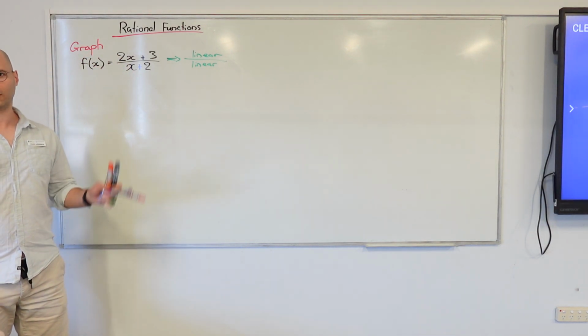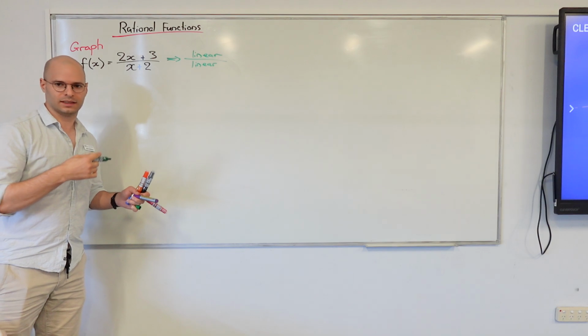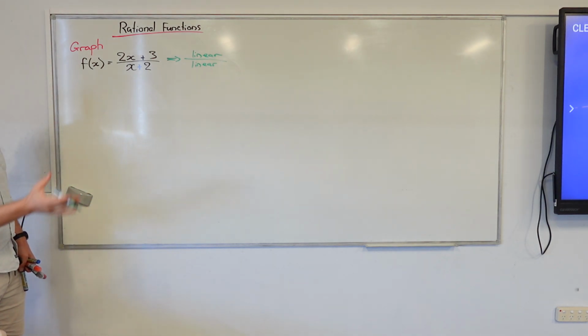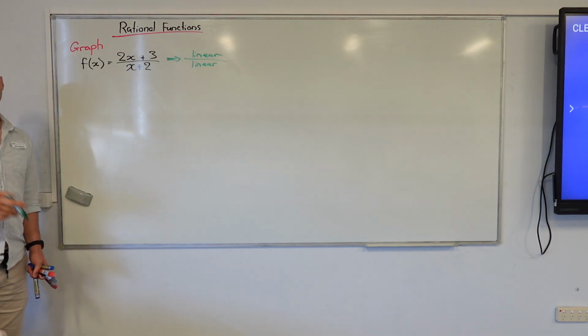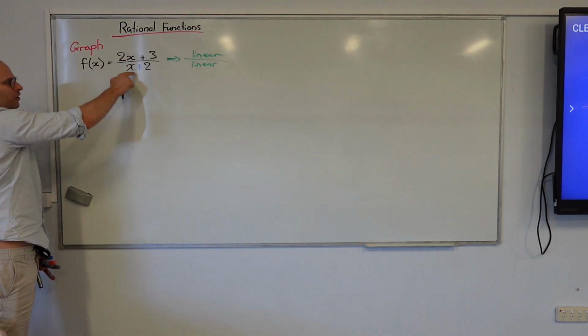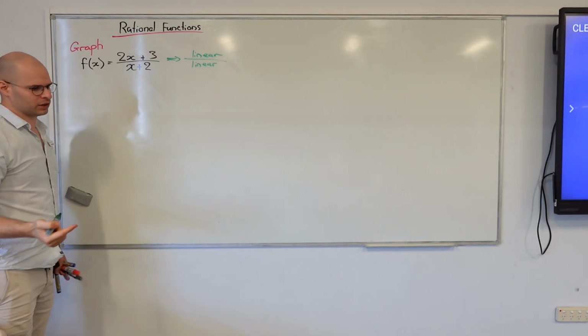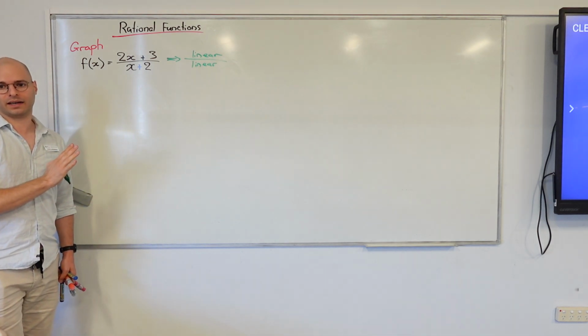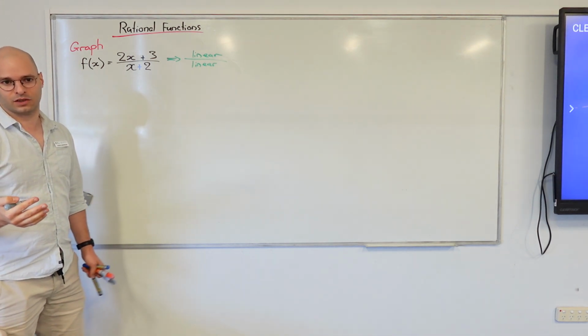No. Not in this form. Technically we have, but this form of it we haven't. So the way in which we can graph things like this is, you've got a linear over a linear. The way we can do this is we can simplify it. Now you've got a few methods at your disposal.